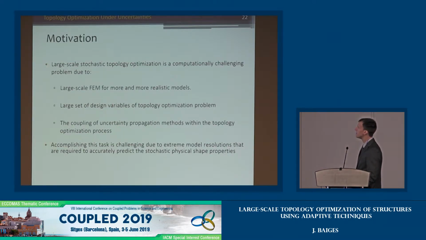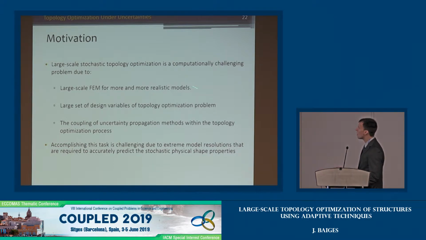So the motivation for this is that, well, large-scale topology optimization, of course, is very interesting from the engineering point of view, but it also poses some challenges. For instance, with the availability of large-scale computing, we will want to obtain more and more accurate results, so our finite element models will be finer and finer. Also, in topology optimization, we are going to have a large set of design variables, so this is a problem. And then we will need to couple these two ingredients with uncertainty propagation methods if we want to consider complex loading cases, such as stochastic loads, taking into account probability.